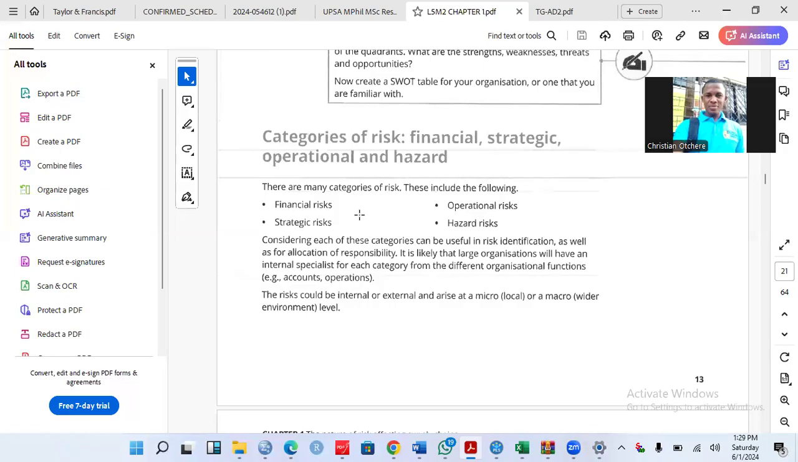Then there is hazard risk, sources of potential harm. If there is a source of potential harm and you don't do anything and the harm occurs, you may lose life, you may lose property, you may lose critical data. You may lose critical data due to hazard risk. And that could also have financial consequences.